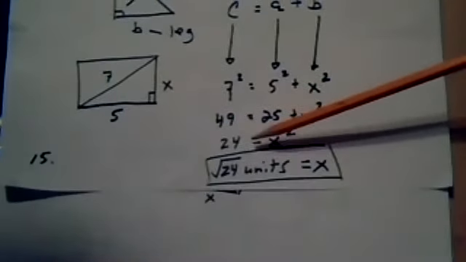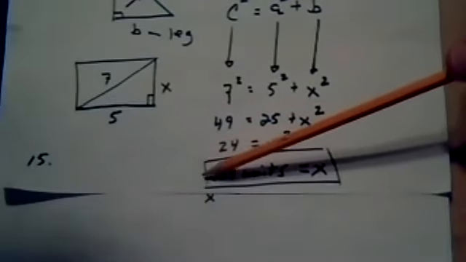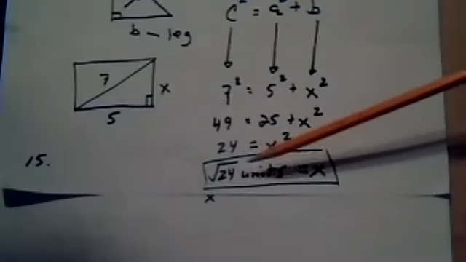If you notice, when you take the square root in math, you always should put a plus minus. But when you're working with a length, and this is a length, you always choose the positive square root.